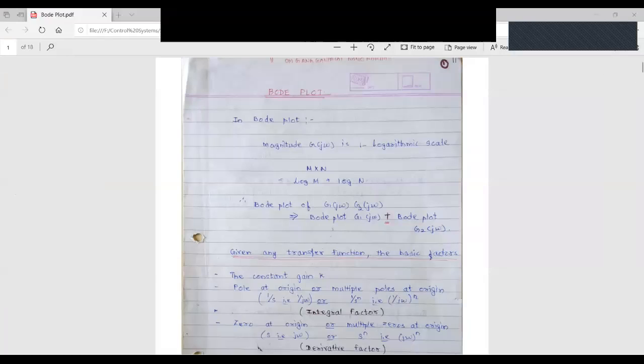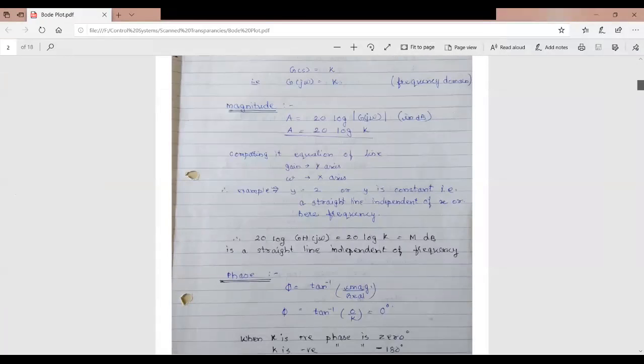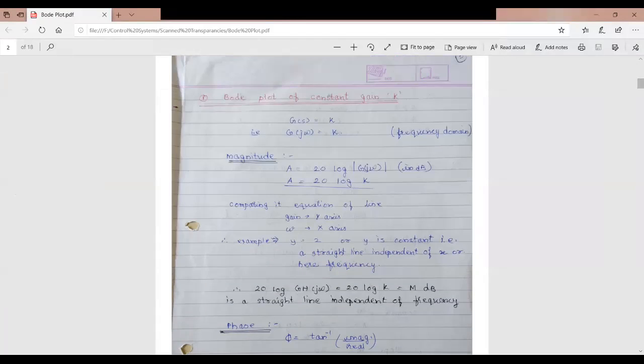So let me put up a screen where I think these notes are shared with you. If you have those notes in front of you, you can keep them. Otherwise, I'm sharing them on the screen. Now, Bode plot for constant gain K. Bode plot for every factor separately we are going to see.